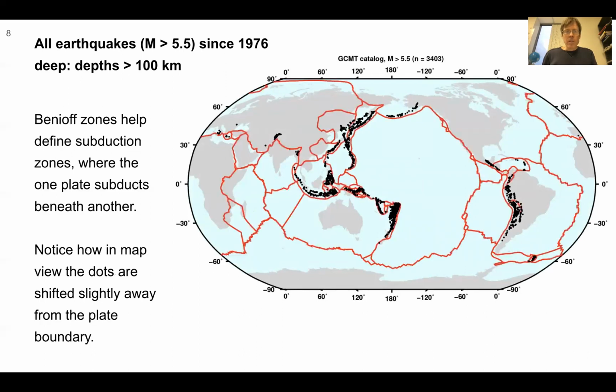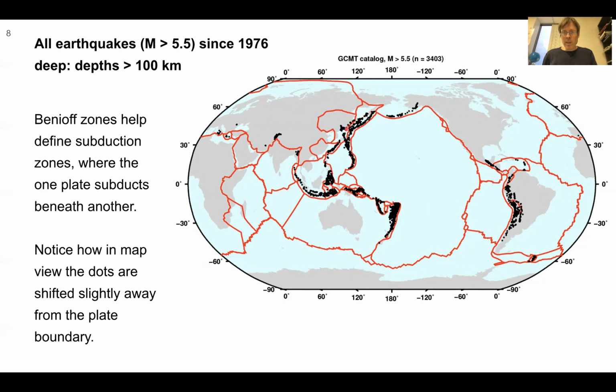And the plate boundaries. So Benioff zones help define subduction zones where one plate subducts beneath another. So all of these dots are subduction zones. We're actually looking at activity within the plate that's being subducted. So notice how in this map view, the dots are shifted away slightly from the plate boundary.